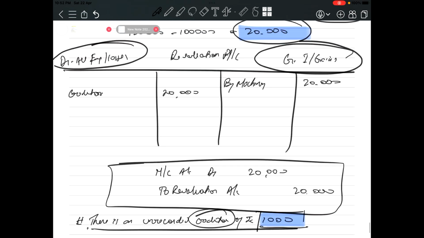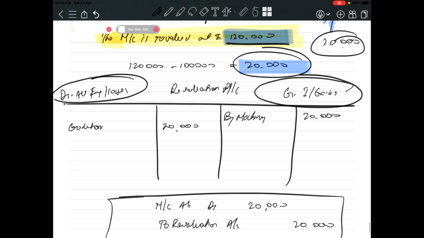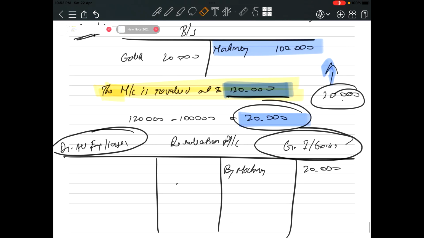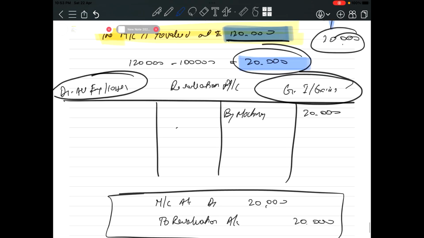This will go to the debit side of the revaluation account. Sorry, this I have prepared in the revaluation account. So this 20,000 should be here, creditors 20,000. The old creditor was 20,000. There is an unrecorded 1,000, so the total will be 21,000.